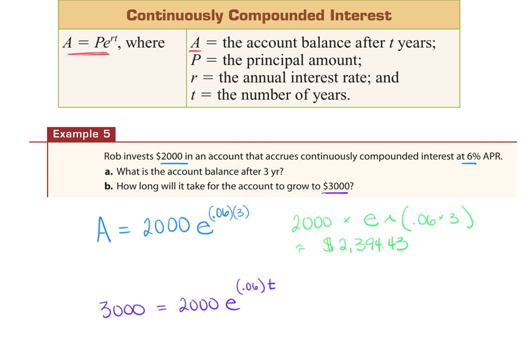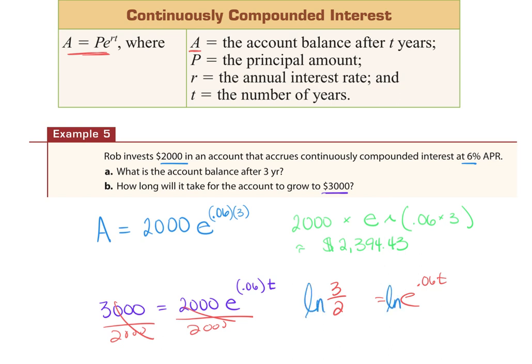In this case, you're going to use a specific log. Divide by 2,000. How do I get rid of my e? So this is where you want to use natural log because it would be crazy to use another log base. So we're going to use natural log of both sides, all right?